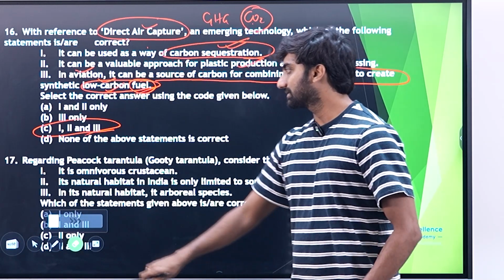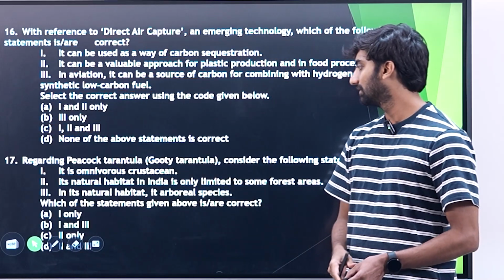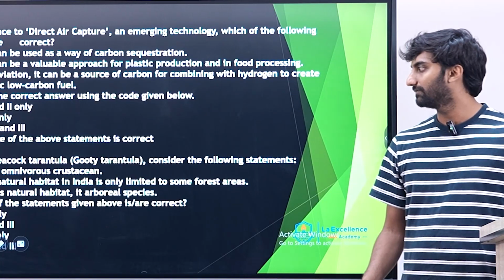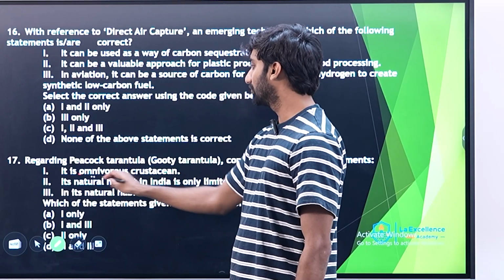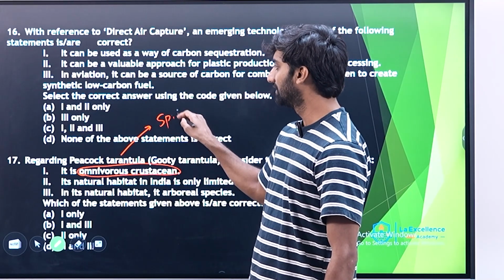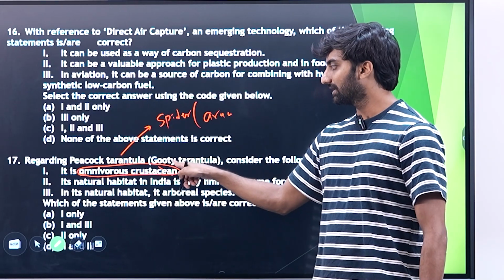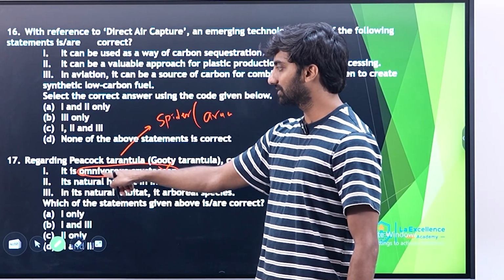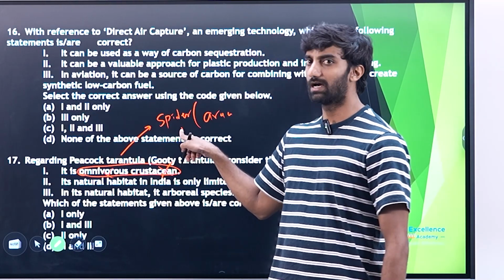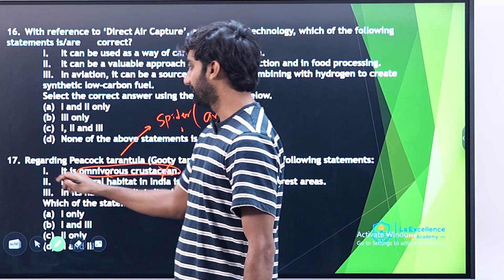Then question 17 regarding the peacock tarantula or Guti tarantula. Consider the following statements. First statement: it is an omnivorous crustacean. Tarantula is a type of spider, and spiders belong to the class arachnida, so it is not a crustacean. This fact is not true. Spiders are generally carnivores, so they are not omnivores. So the first statement is not true.